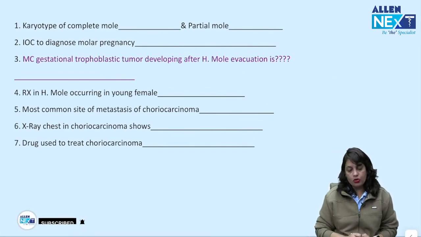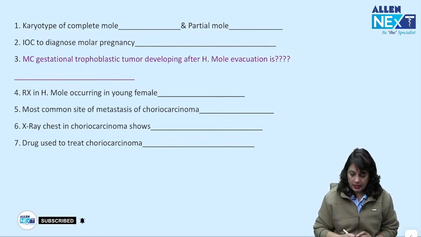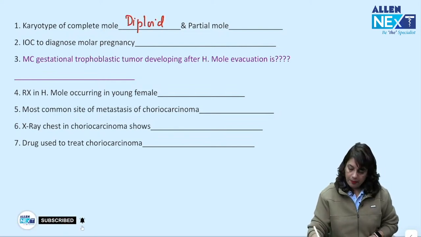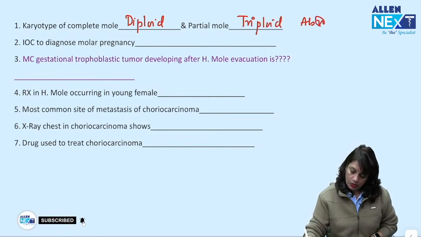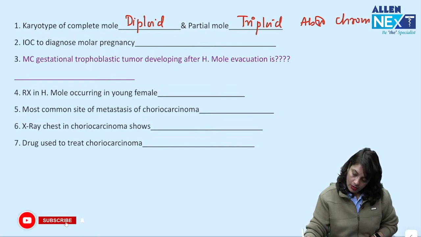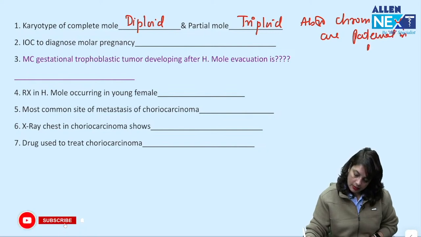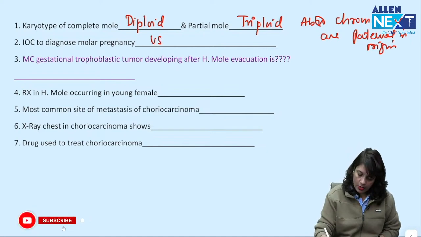Karyotype in complete mole. In the topic of genital tract cancer, the trophoblastic tumors were left, so I decided to add them in single-liner form. Karyotype of complete mole is diploid and partial mole is triploid, and the abnormal chromosomes are paternal in origin. Investigation of choice to diagnose molar pregnancy is ultrasound, and you see snowstorm appearance.